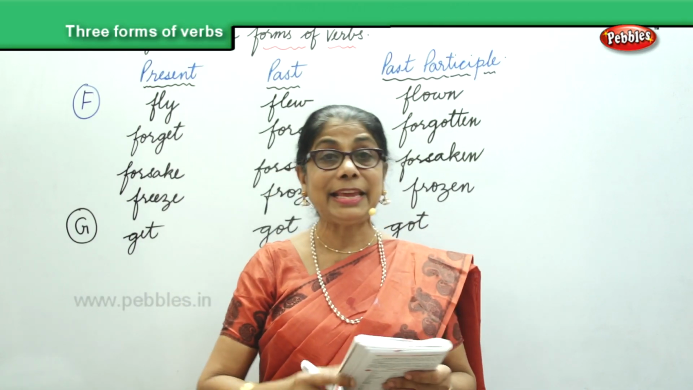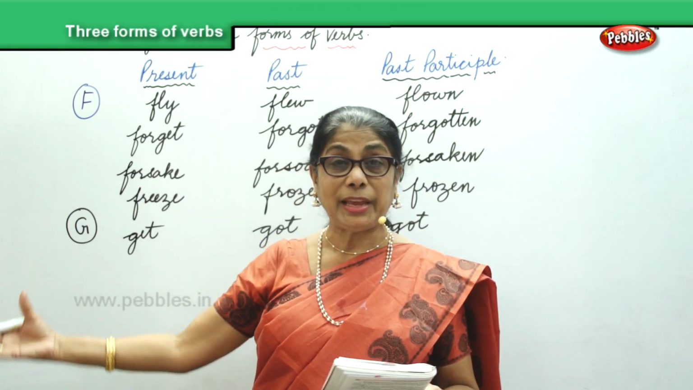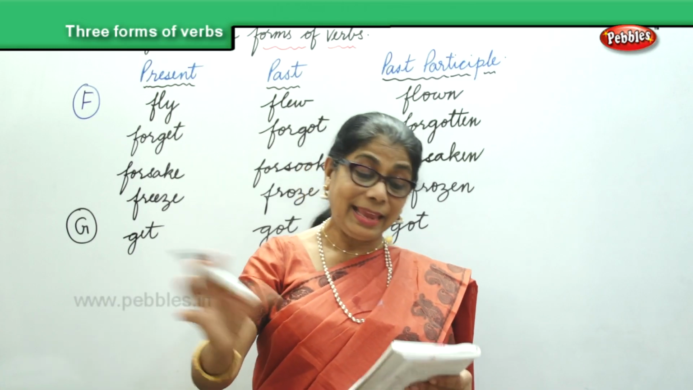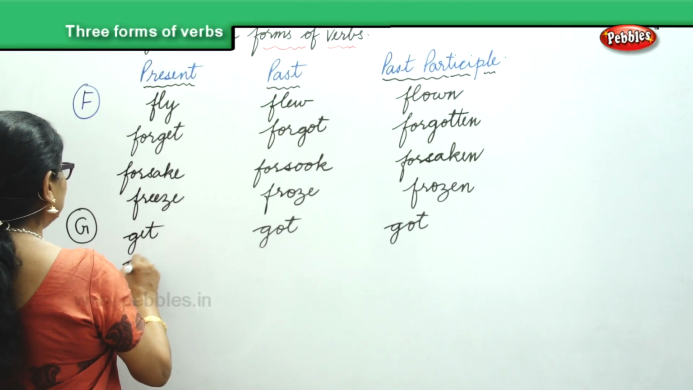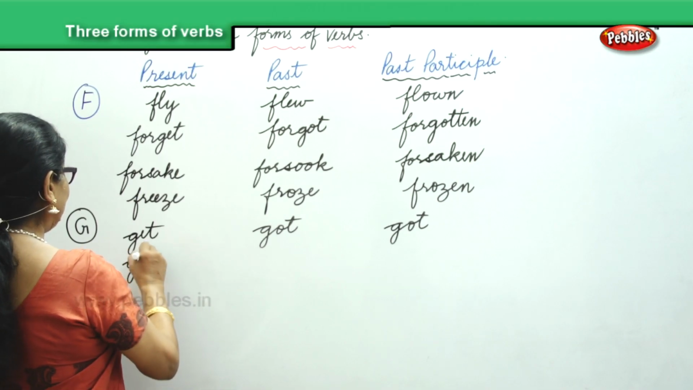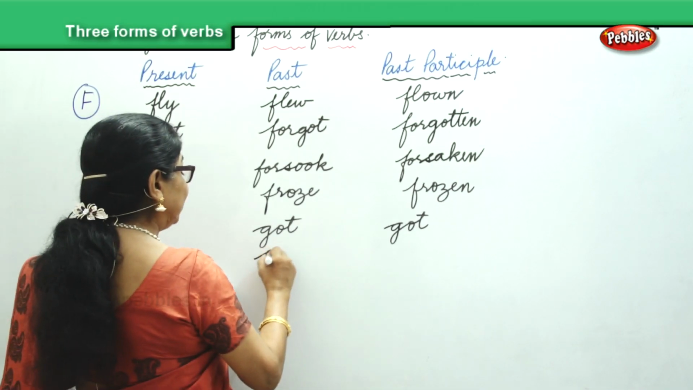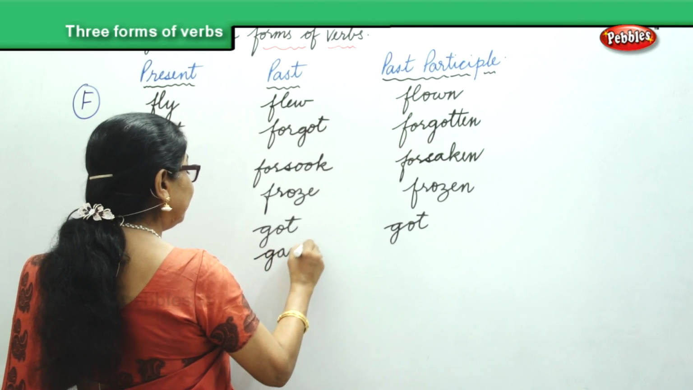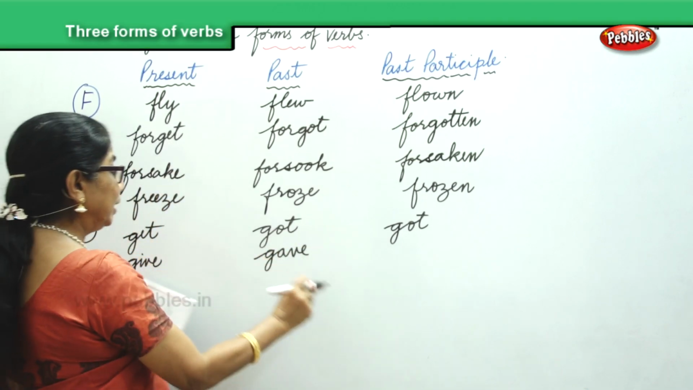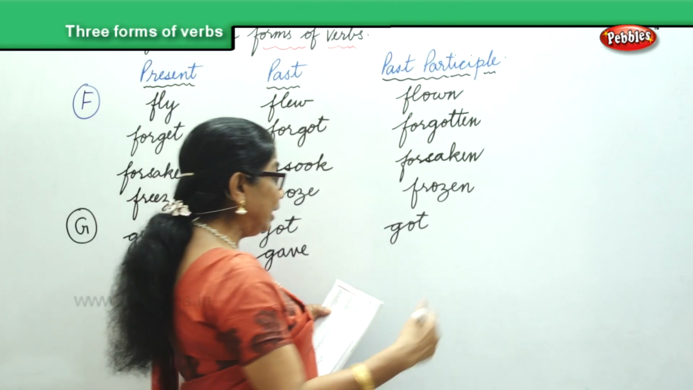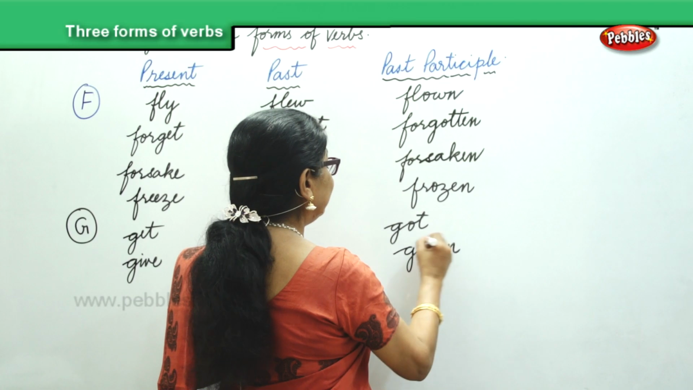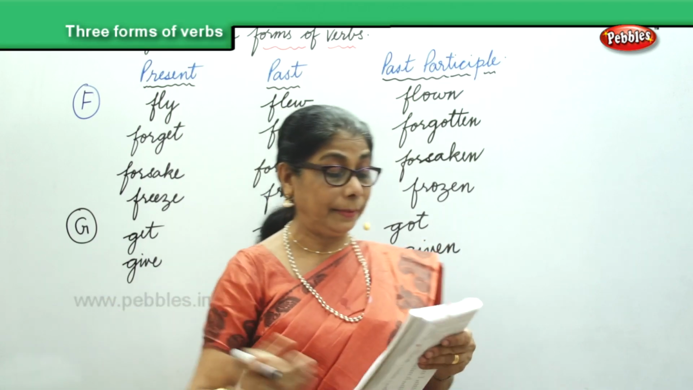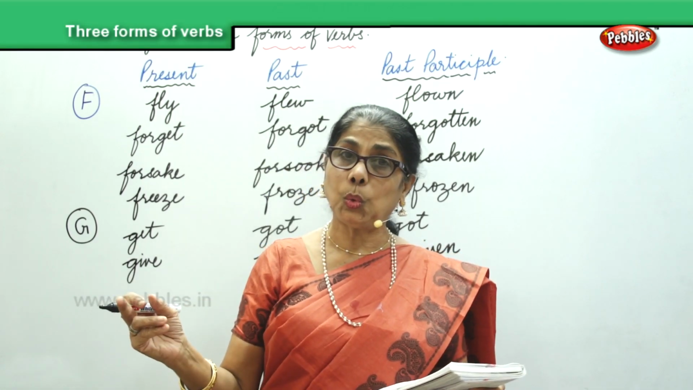Another word is give. In the present we have give, gave, given. You give alms. You give something to someone. Give. You gave. You finished giving. Give, gave. Change I and made it to A. Given. You have already given. Give, gave, given.